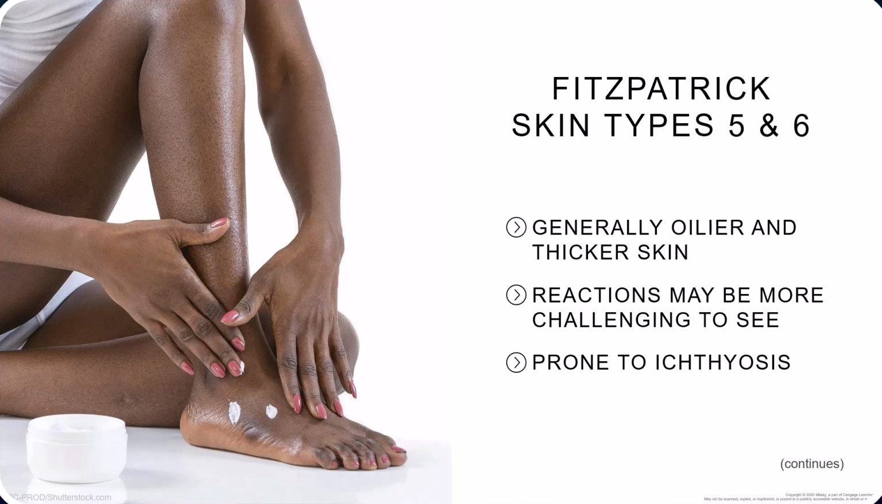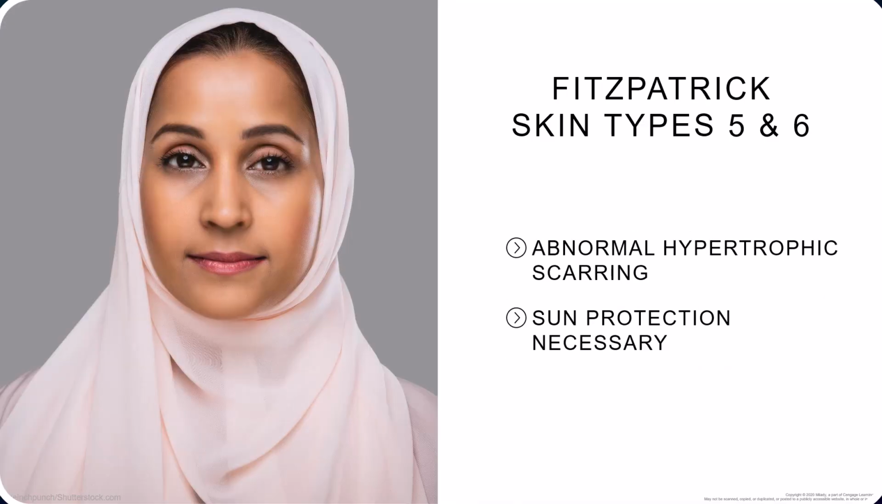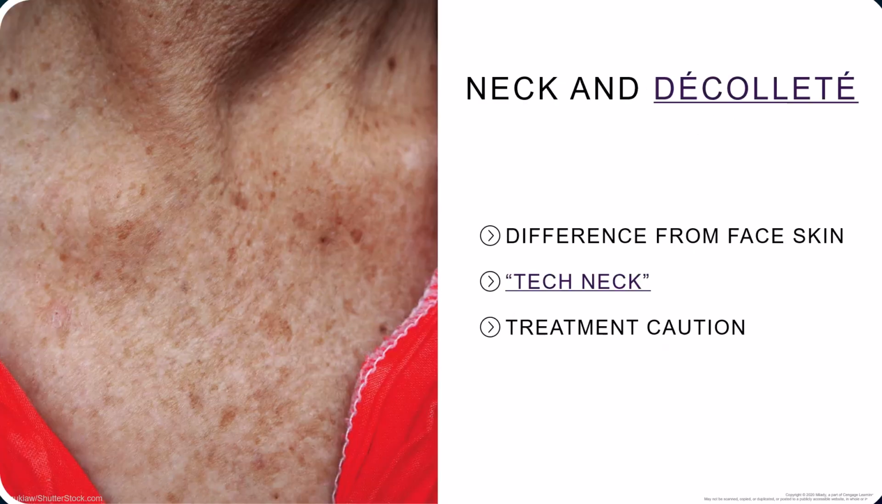Fitzpatrick types 5 and 6 are also more prone to a form of hyperkeratosis called ichthyosis, and this is just a dead skin cell buildup, and so these clients may need more exfoliation and more frequent deep pore cleansing. Fitzpatrick types 5 and 6 are also more prone to having abnormal hypertrophic scarring called keloids, and sun protection is still necessary for these skin types to prevent hyperpigmentation.